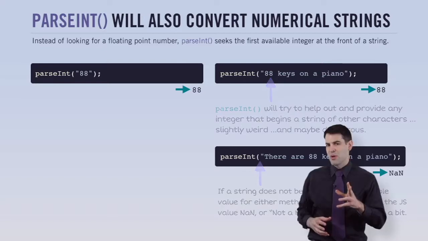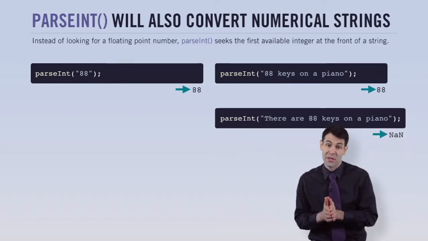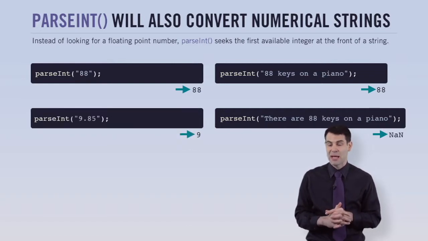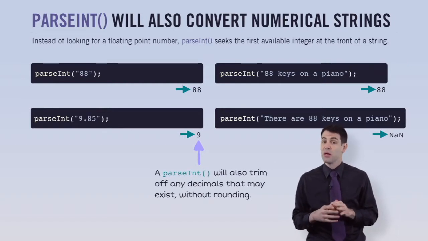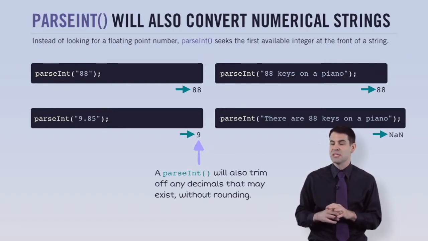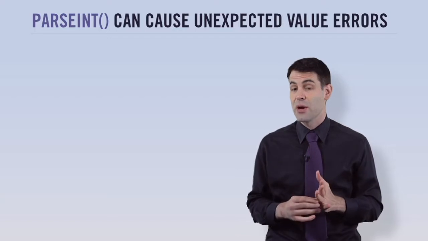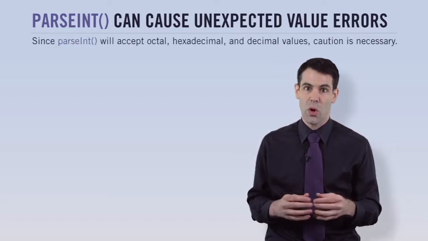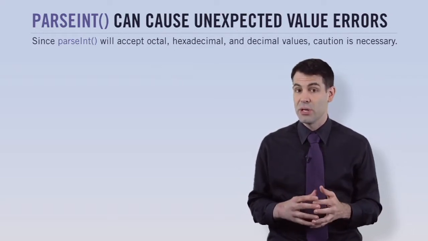One thing we want you to know about parseInt is that it will trim off any decimals it encounters without rounding. So if I were to pass in this string 9.85, I'm going to get 9 back. That may not be what you were expecting if you thought 9.85 should become 10. So watch out for using parseInt in a rounding situation. Now, though parseInt is often super valuable, it can cause some unexpected value errors that we want to make you aware of. That's because parseInt will accept octal, or hexadecimal, or decimal values. Thus, we want to use this with a little bit of caution here.